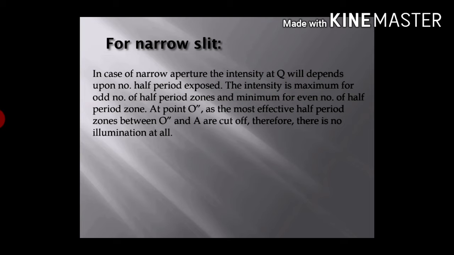So for O double dash and A, if we are talking about this region, the most effective half period zones between O double dash and A are cut off, so there is no illumination at all.